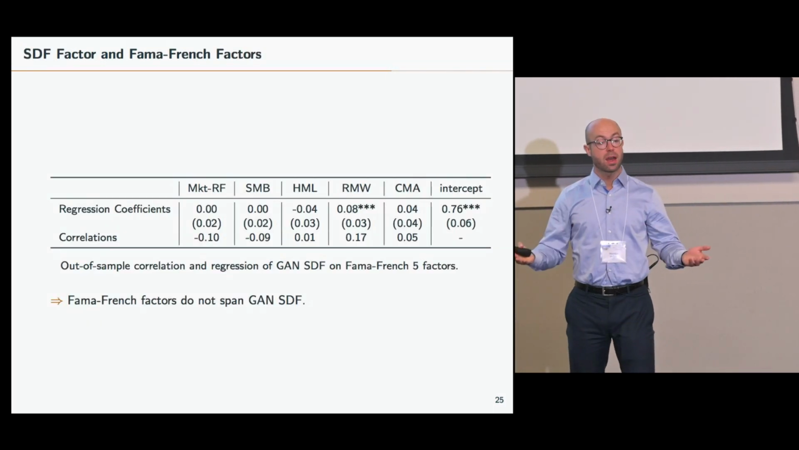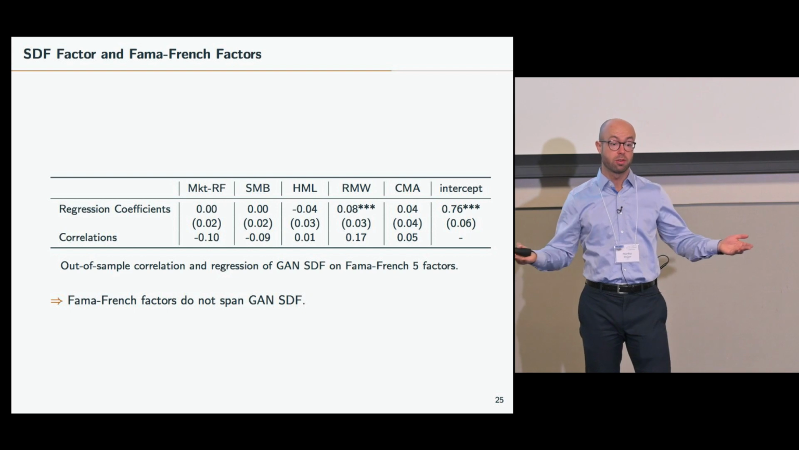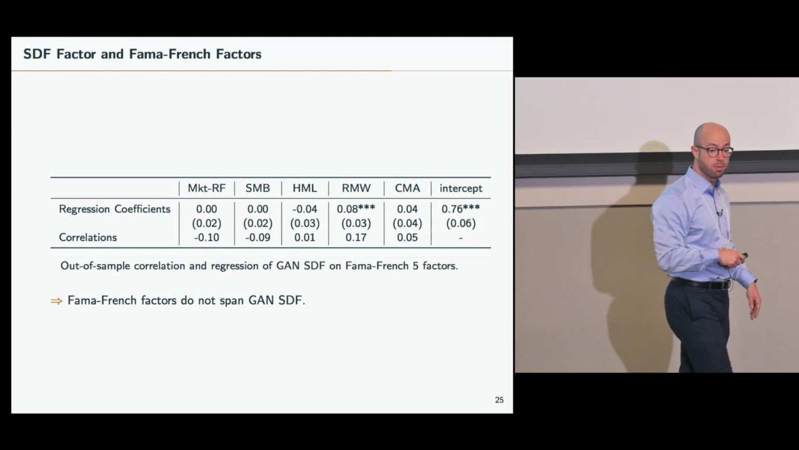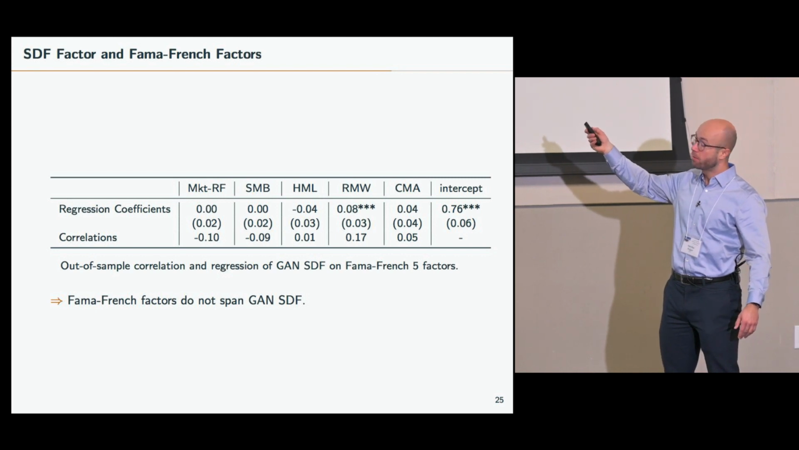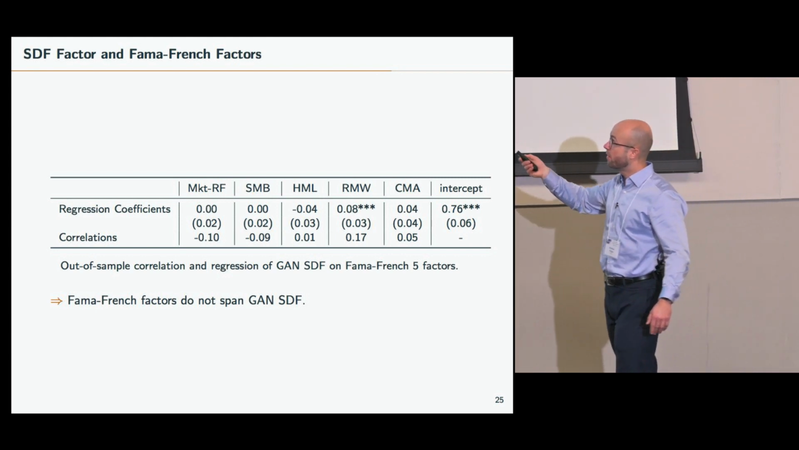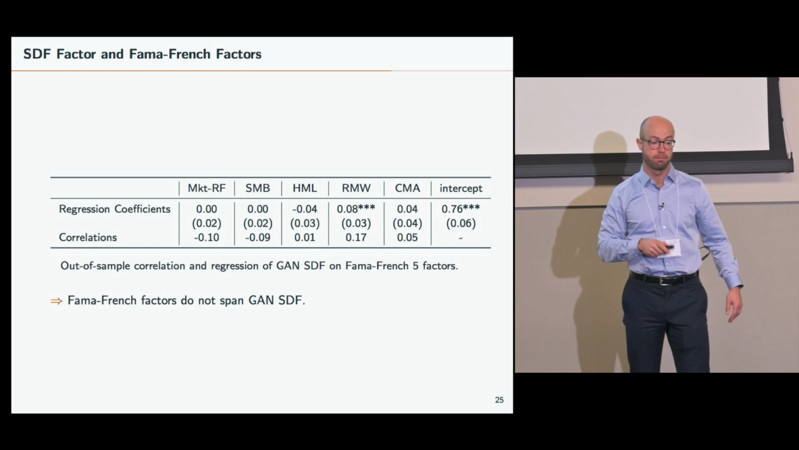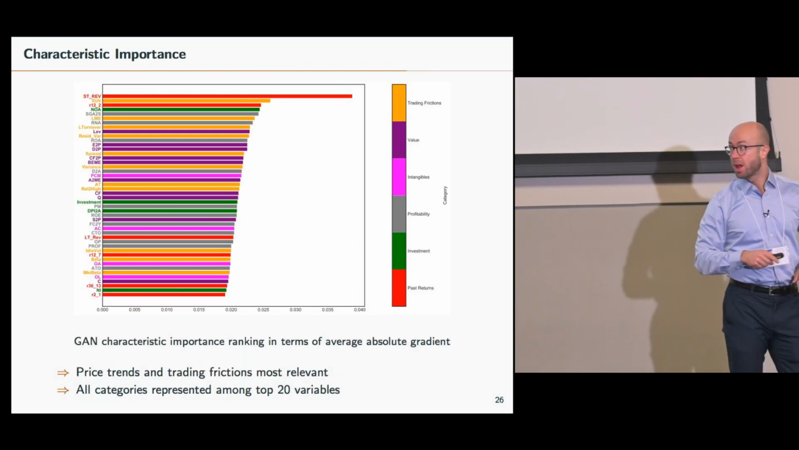Now you can take your favorite factor model and see, can we use these factors to explain our SDF? I start here with the Fama-French 5-factor model. The main takeaway is that we get a highly significant alpha, but the Fama-French 5-factor model is not going to span our SDF. So what information do we need to span it?